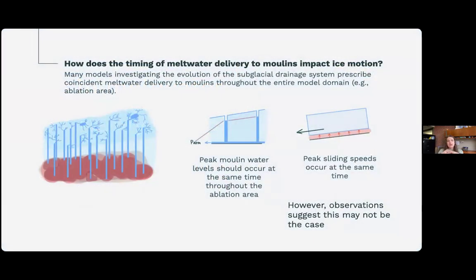So if you were to say that the timing of meltwater delivery to, say, moulins happened very uniformly throughout the entire ablation area, this would mean that when meltwater is produced, it reaches the bed at the same time. It would lubricate the bed at the same time, very evenly and uniformly across the ablation area, and presumably you would have one diurnal speed-up event that would be quite strong, if there are no regions of the ablation area that are really resisting this flow.